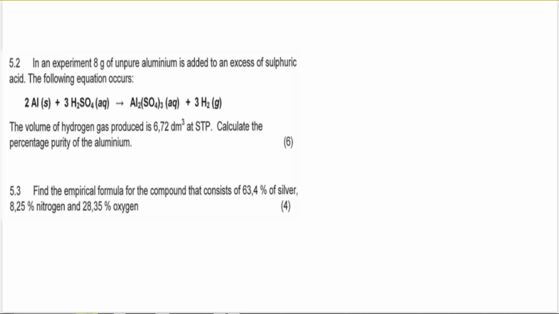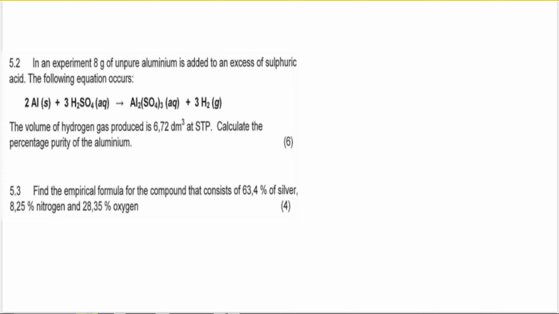We have question 5.2 following 5.1. It states that in an experiment, 8 grams of unpure aluminium is added to an excess of sulfuric acid. The following equation occurs. So here we have aluminium with sulfuric acid, gives you aluminium sulfate and 3 moles of hydrogen gas.